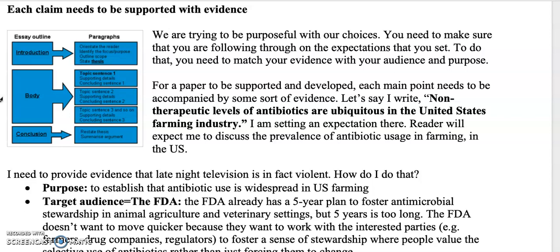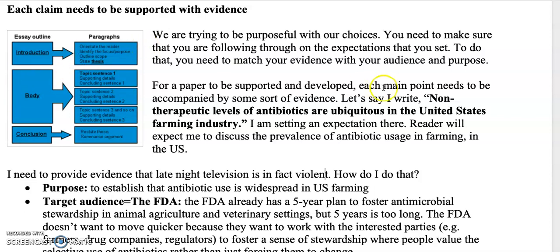So let's start with an example here. Let's say that my topic is going to be about antibiotics in the farming industry. And one of the main points I want to develop is that non-therapeutic levels of antibiotics are ubiquitous in the United States farming industry. So I have a claim there, but I have to support that with evidence, and I have to realize that as I make this claim, I'm setting an expectation for my readers.